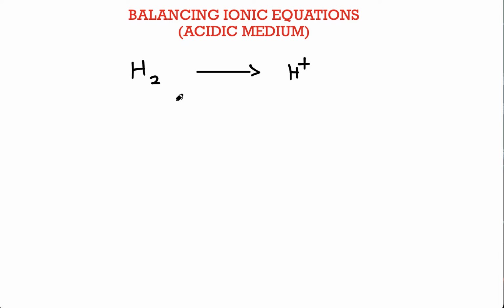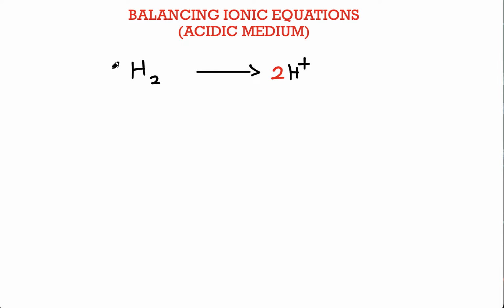Now, the first thing you always do is balance the equation atomically. You have to balance it atomically. So what you notice here is that hydrogen here is 2, hydrogen here is 1. So you have to put a 2 at the back of your hydrogen. Then what do you notice here? It is balanced atomically. Then the next phase is to determine if it is balanced ionically.